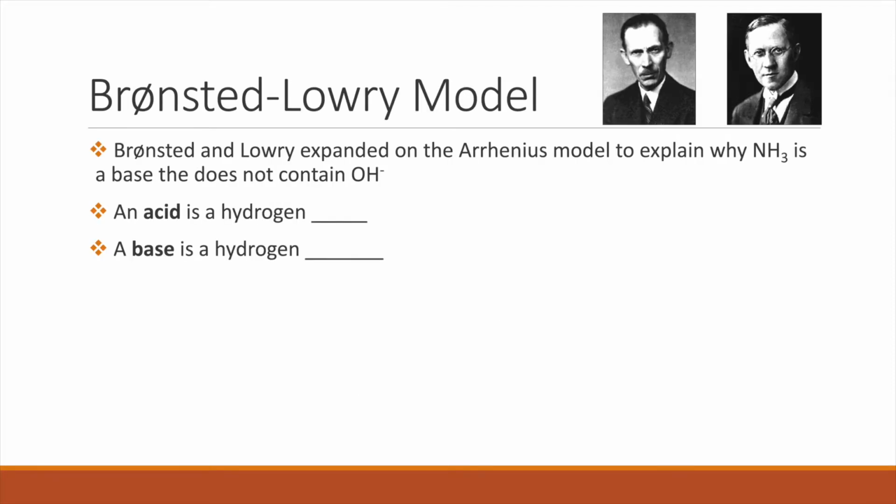So along came two other scientists, Bronsted and Lowry. Bronsted and Lowry expanded on the Arrhenius model. They didn't scrap it and start anew. They just changed the definitions a little bit, all to explain why ammonia is a base, but it doesn't contain hydroxide. An acid, according to Bronsted and Lowry, is going to be a hydrogen donor. A base is going to be a hydrogen acceptor. So now the definitions of acid and base kind of go together. The acid is going to donate, the base is then going to accept that hydrogen.